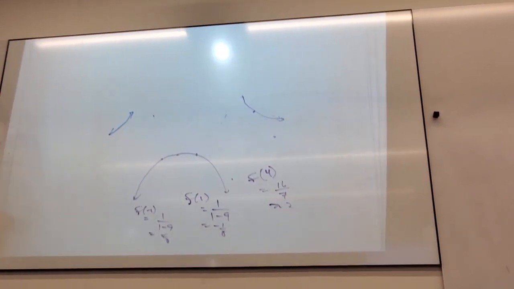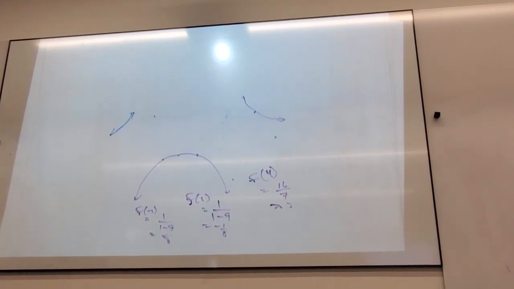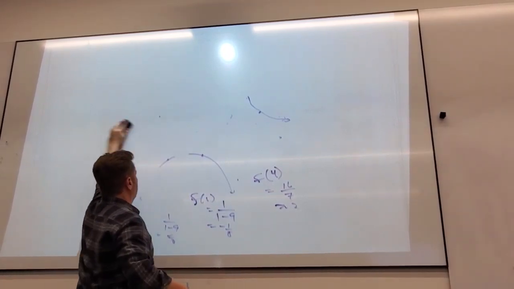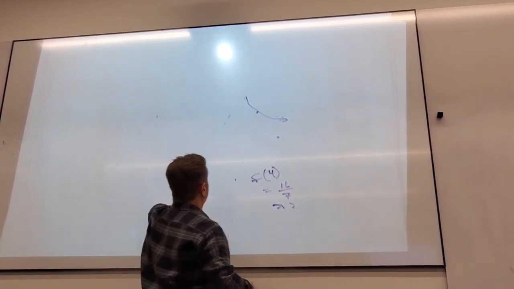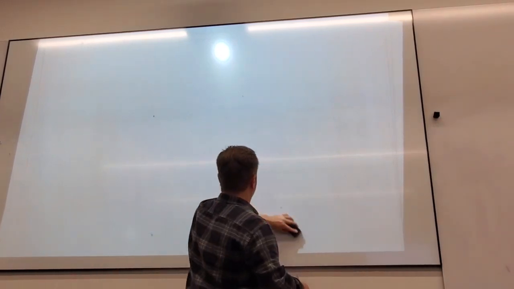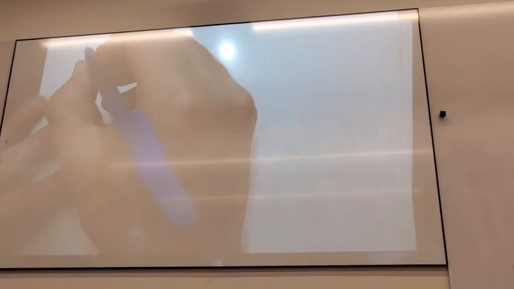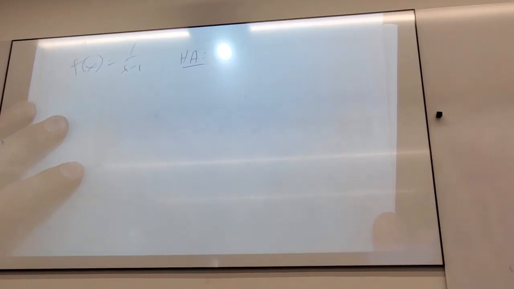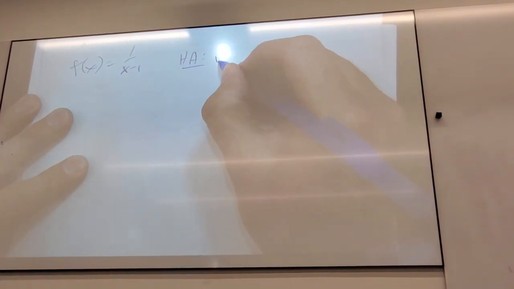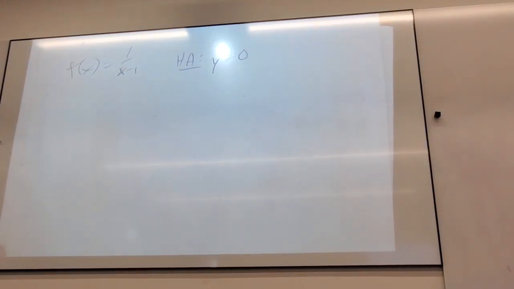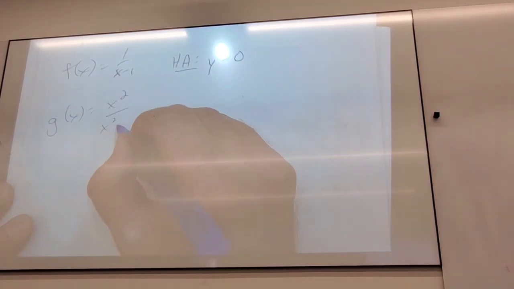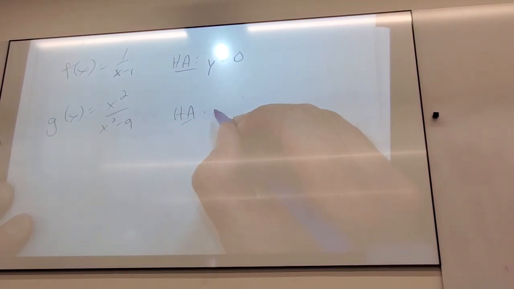So I want you to notice when my function was, let me erase this stuff. When my function was 1 over x minus 1, what was the horizontal asymptote? The very first problem we did. 1 over x minus 1. What was the horizontal asymptote? 0. When we did the one just now, that was x squared over x squared minus 9. Horizontal asymptote was 1.